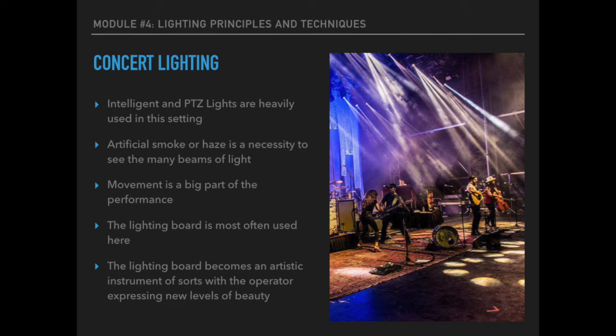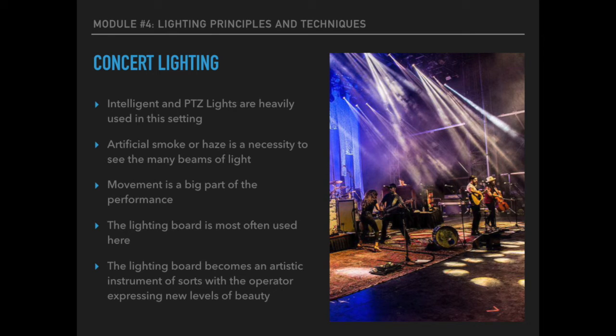And so there's definitely some similarities. You definitely can have certain scenes and certain things, but there is a lot more room for creativity with the concert lighting. There's a lot more room for more drastic expressions and colors. Intelligent lighting and PTZ lights are heavily used in this type of lighting setup. Artificial smoke and haze is basically a necessity to see the beams of light and to see the different shapes and forms that you're trying to express.